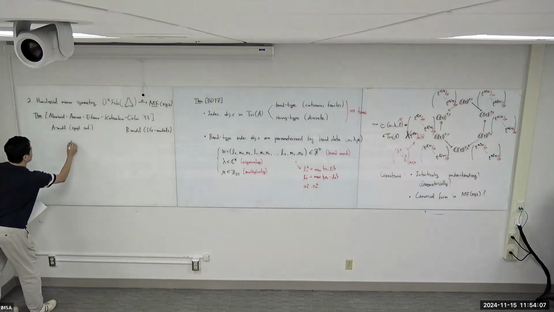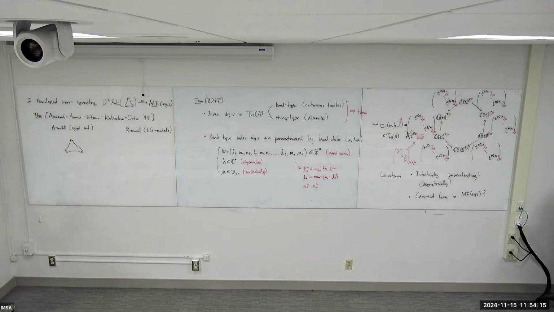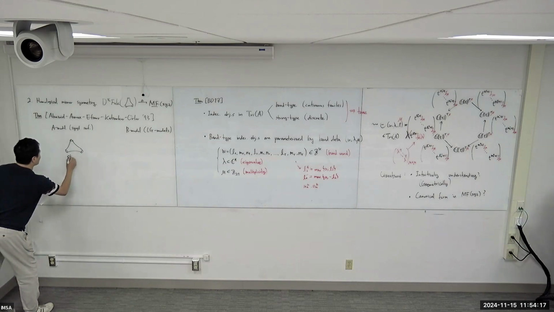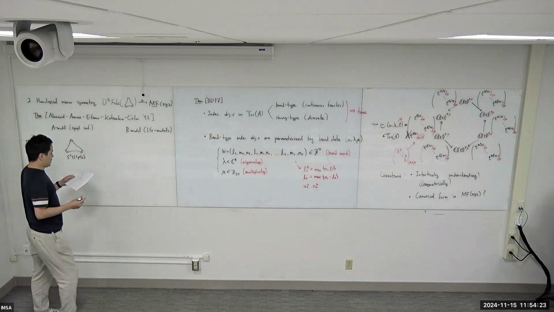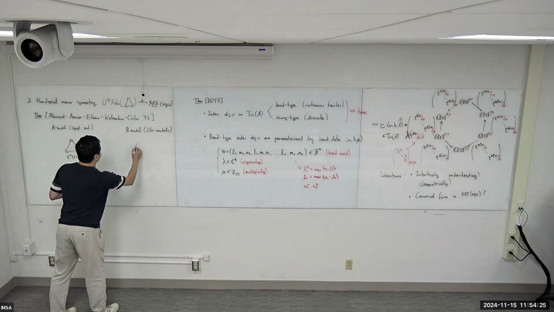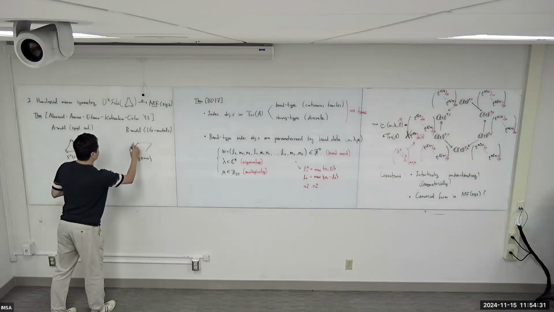So starting with the simplest one, here we have this three-punctured sphere, which is also called a pair of pants. On the other hand, on the B side, we have some singularity given by xyz equals 0 in 3-space.